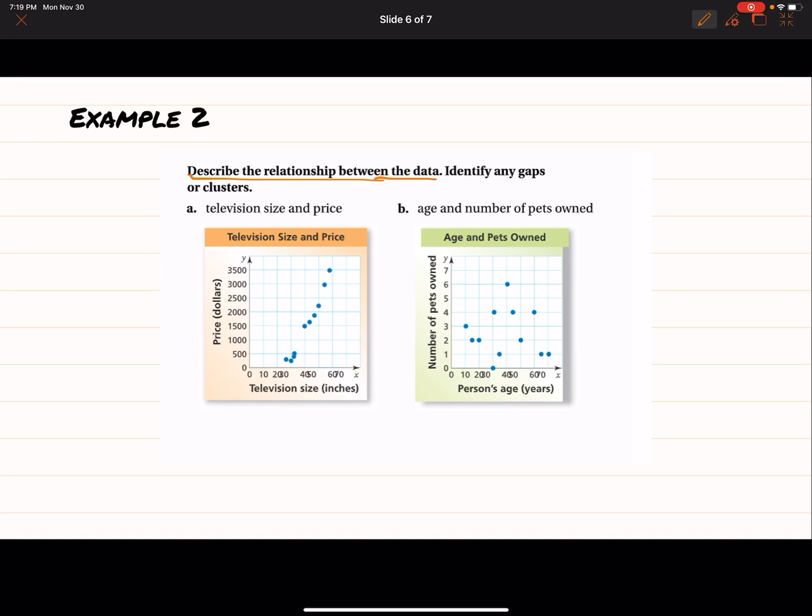So if we're looking at this scatter plot between our television size and our price, do we see a pattern occurring here? If you look closely, you can see that we have a positive correlation. So as x increases, y is also increasing. So when we describe the relationship between the data, we can say we have a positive linear relationship. That's our first part.